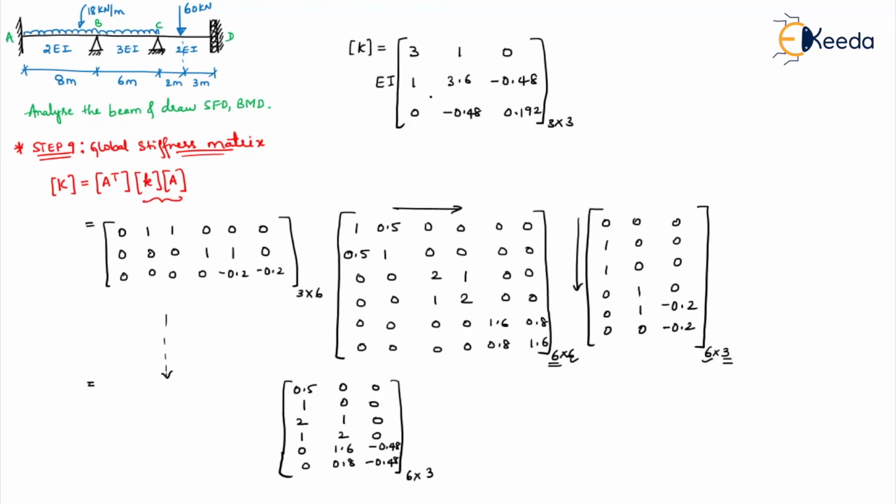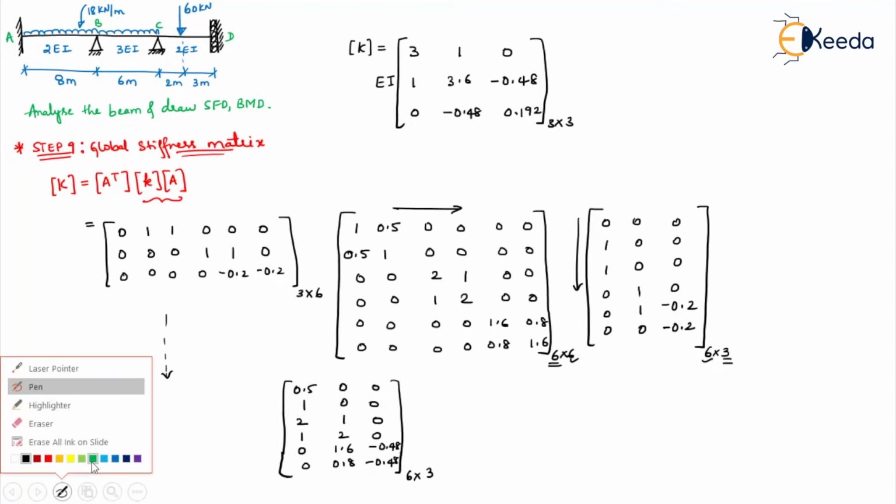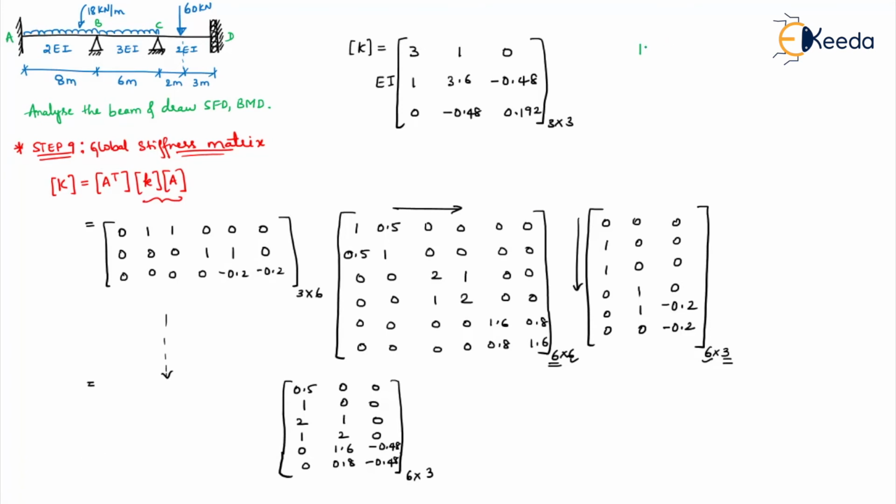So once we do this, we have to do step 10, wherein we have to find the displacement matrix, for which we need K inverse. So I am writing K inverse here. Also K inverse you can do, even if you want, you can do it in a calculator directly. So this is nothing but 1 by mod K into adjoint K.